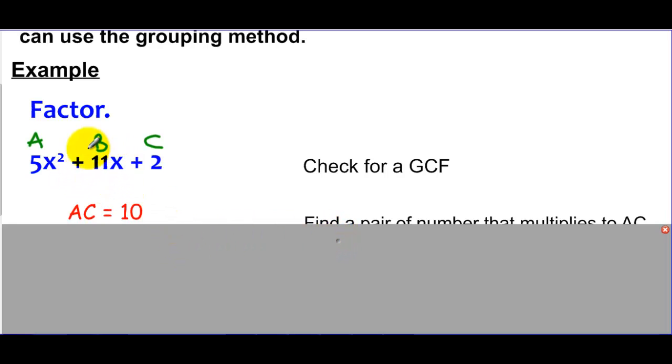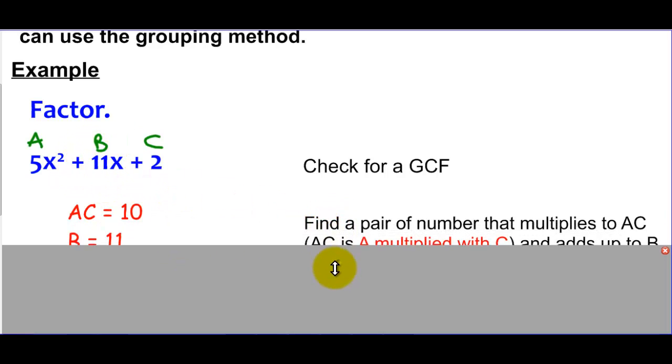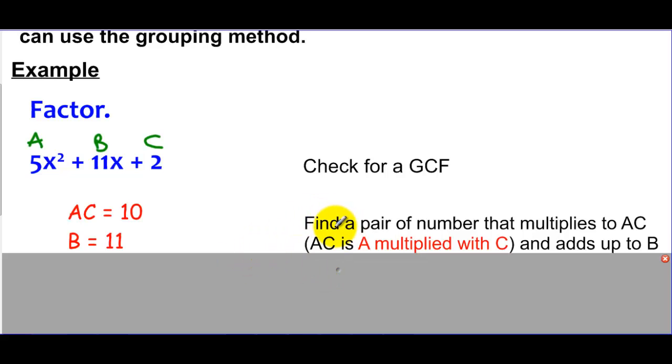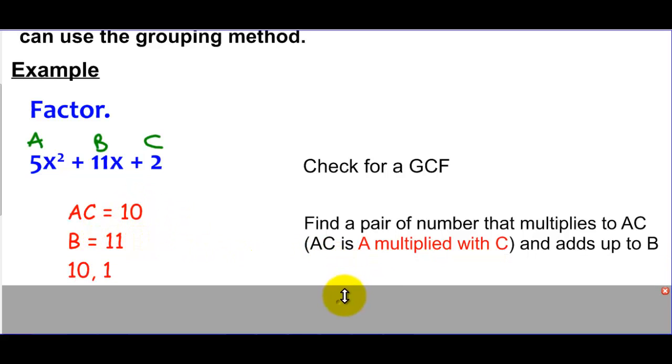Okay? And then I'm going to compare that with b, which is 11, and my goal is going to be to find a pair of numbers that multiplies to AC, which remember is a multiplied with c. So I'm looking for, in this case, numbers that multiply to 10, and those same numbers have to add up to 11, which in this case, those numbers are 10 and 1. So this 10 and 1 is going to tell me how to split up 11. Instead of writing 11, I'm going to write 10x plus 1x, which I can just also write as x.